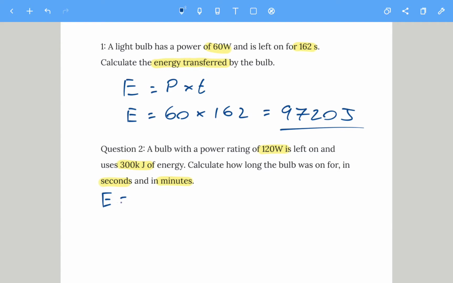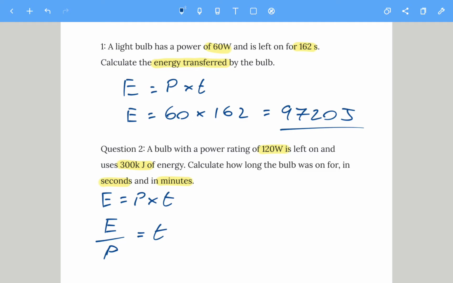So again, energy is power times time. And this time we need to make time, or t, the subject of the equation. So to do that, we need to get rid of the times p. To move times p to the other side, we need to do the opposite, so that would be dividing by p. So energy divided by power will give us the time.